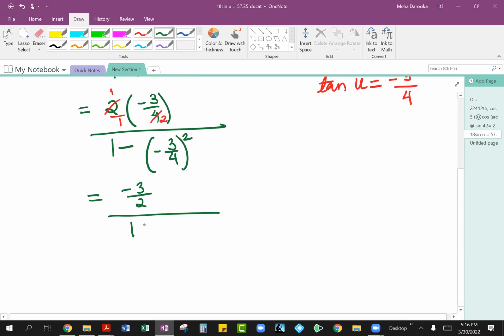Denominator, we have 1 minus. Now you have -3/4, the whole quantity squared. So remember that square is going to make that inside negative sign turn into a positive, right? Negative times negative will become positive. 3 times 3 is 9, 4 times 4 will give you 16, and then go ahead and clean up that fraction. So what is 1 minus 9/16 going to give us?